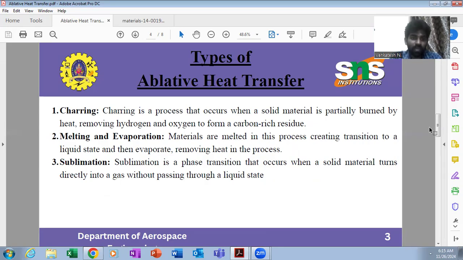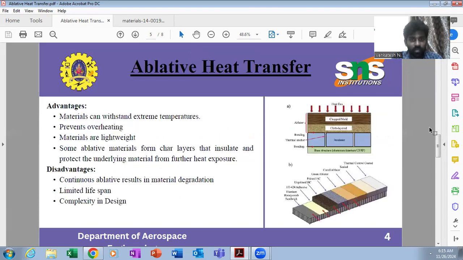In melting and evaporation, materials are melted, transitioning to a liquid state, and then evaporate, removing heat in the process. And sublimation is the phase transition that occurs when a solid material turns directly into a gas without passing through a liquid state.